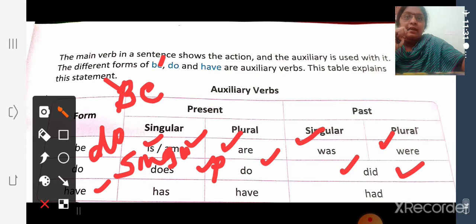Has, have, had are perfect forms, have forms. So these are different types of auxiliary verbs: do forms, be forms, perfect forms. Be form means am, is, are, was, were. Do forms: do, does, did. Then perfect forms: has, have, had.